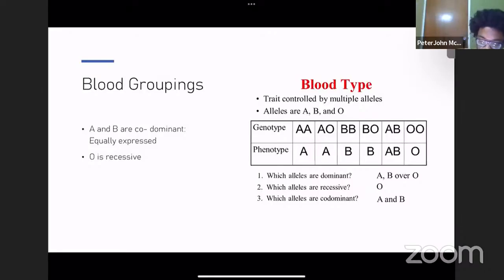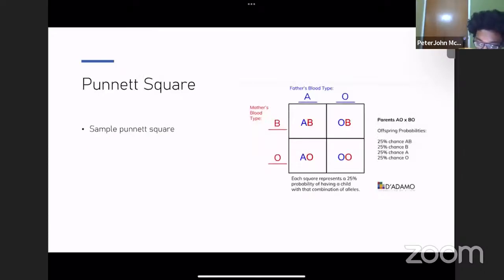All right, good. So A and B are codominant, so they're equally expressed. That means you can have somebody with A and B, somebody with just A, or someone with just B. And the O is recessive. So which alleles are dominant? A and B over O. Which alleles are recessive? O. Which alleles are codominant? A and B. Right? So here's our sample Punnett square again. We already did some Punnett squares for these, so it should be good.